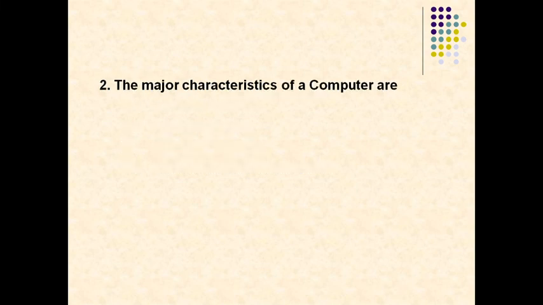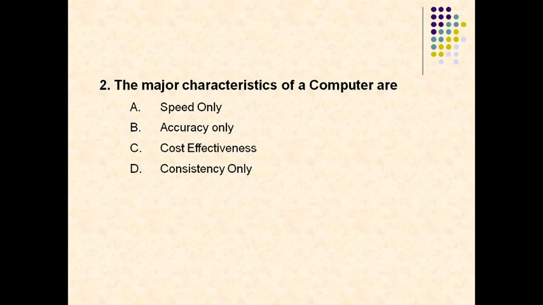Okay students. Next question. Let us see the quiz. The major characteristics of a computer are, what is the major characteristic? We have some options here. A is speed only, B is accuracy only, C is cost effectiveness, D is consistency only. The major characteristic of a computer is cost effectiveness.